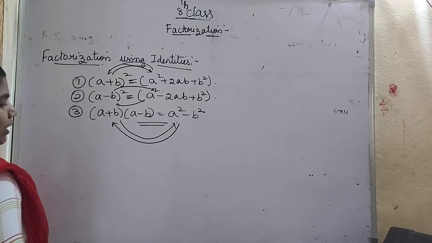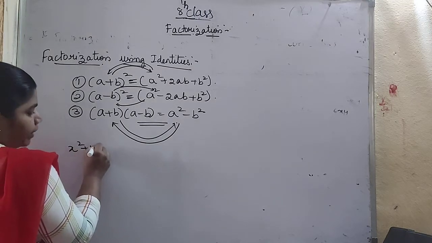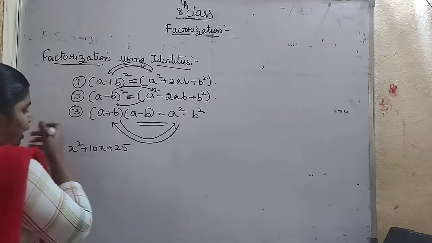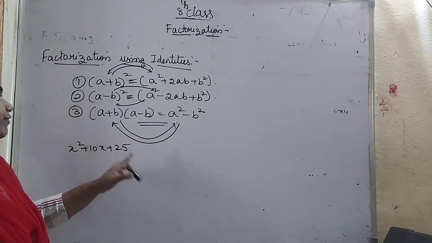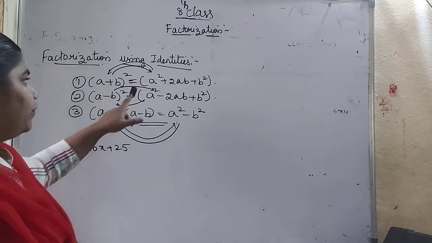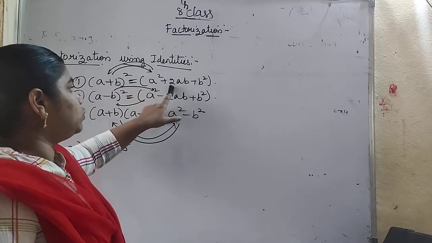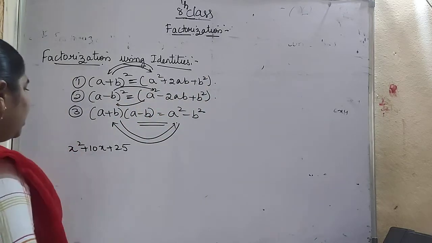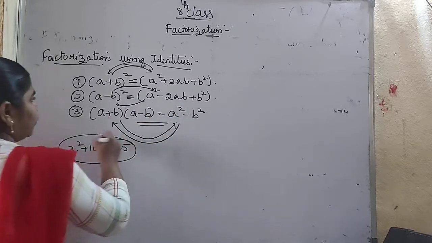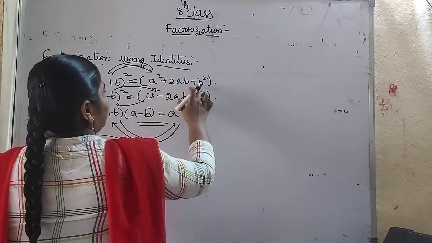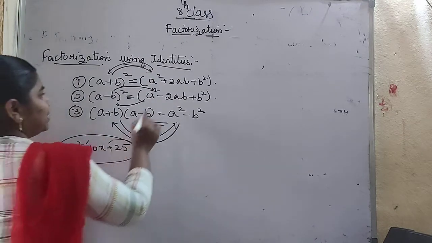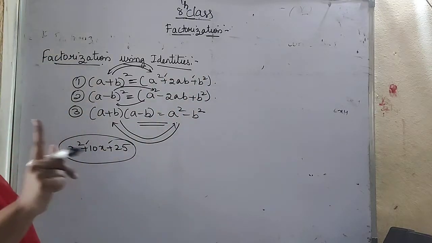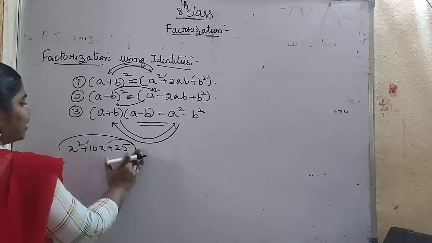Suppose I am taking the expression x square plus 10x plus 25. I want to factorize this. How to factorize this term? This is in the form of the first expression, a square plus 2ab plus b square. Here plus is there, here also plus is there, plus plus. Then we are using the first identity. So let's see how to factorize this.